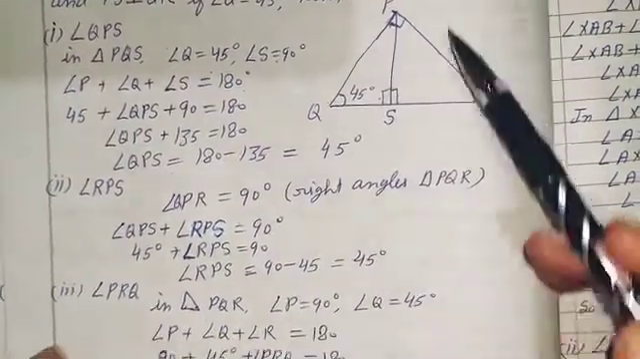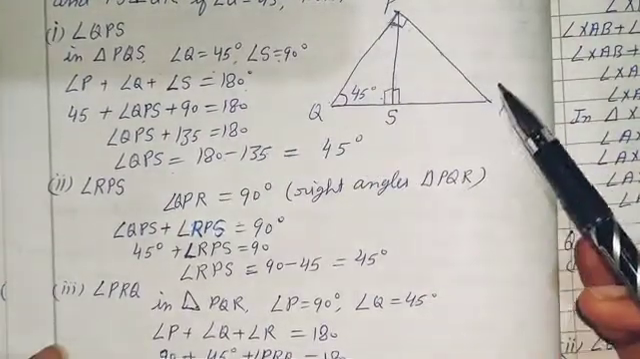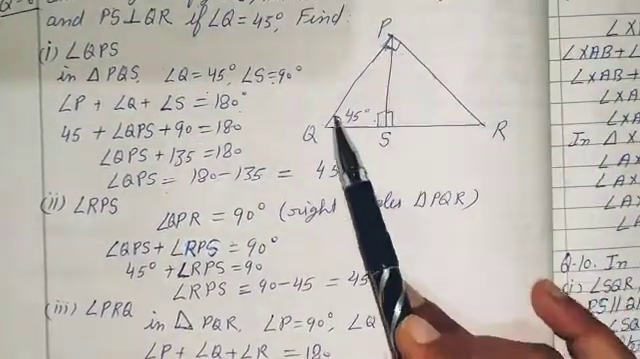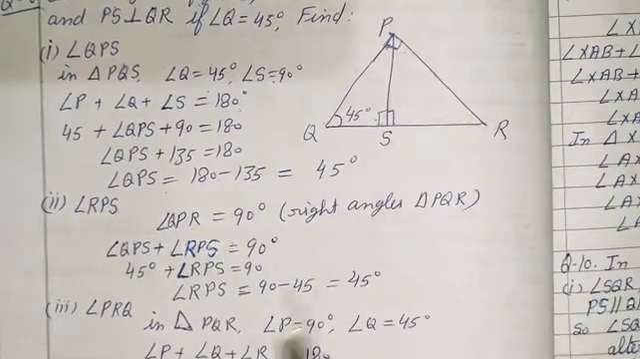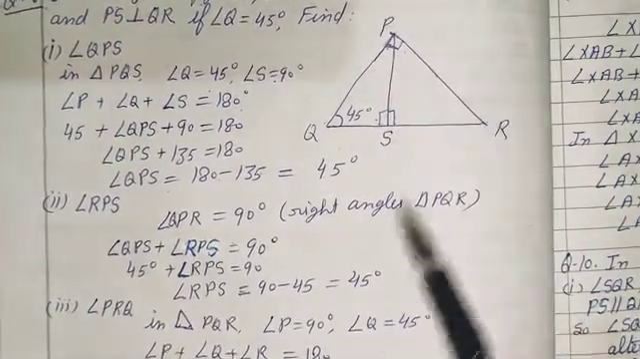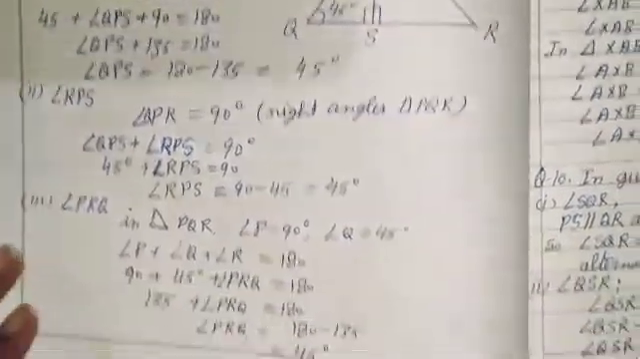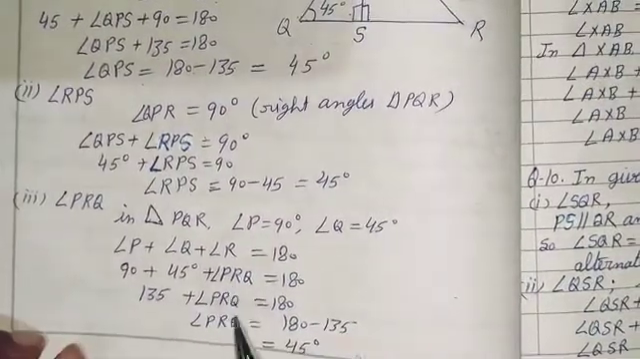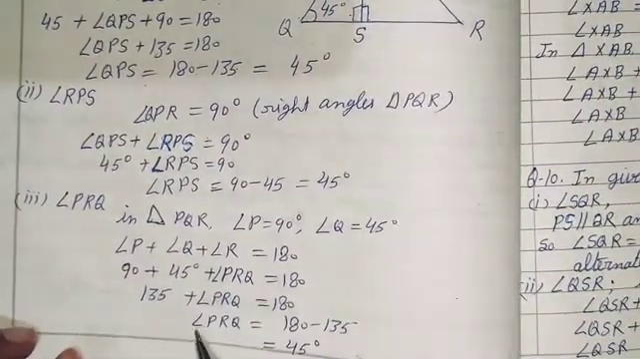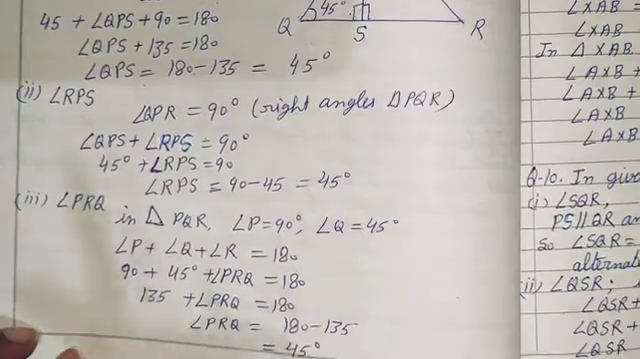Angle PRQ. This angle we have to find here. We know that this is 90 degrees and this is 45 degrees, so we can find this angle. Angle P plus angle Q plus angle R equals 180 degrees. So by the angle sum property, we are solving it. Angle PRQ equals 45 degrees.